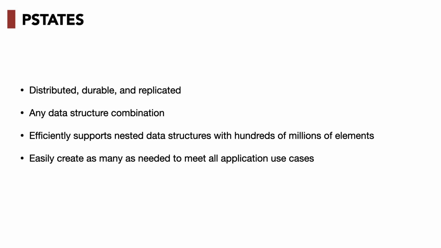Rama's p-states are completely different. Every p-state you create can be whatever data structure combination you want, and you create as many p-states as you need to support all your use cases. P-states have a feature called subindexing, which allows you to represent nested data structures with millions or hundreds of millions of elements efficiently. Let's look at a few examples.